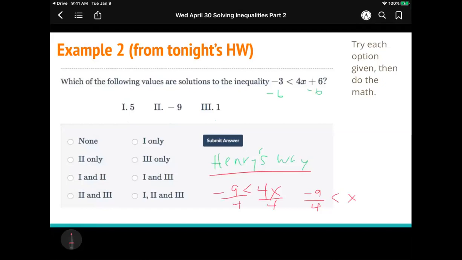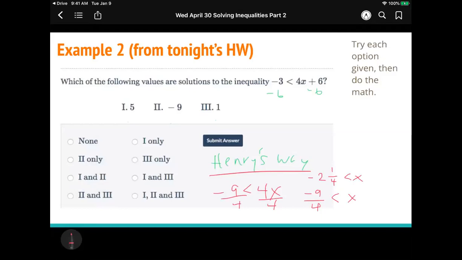-9/4. I don't know. Yeah, anyone can chime in here. -9/4. Would it be 2 1/4? Yeah. Mm-hmm. -2 1/4 is less than x. So if you do it Henry's way, which is one way you could do it, that's fine. Henry gets this solution, -2 1/4 is less than x.